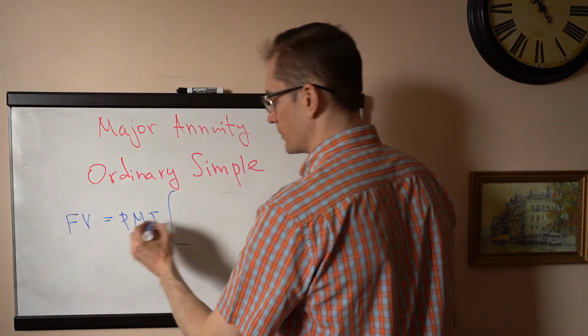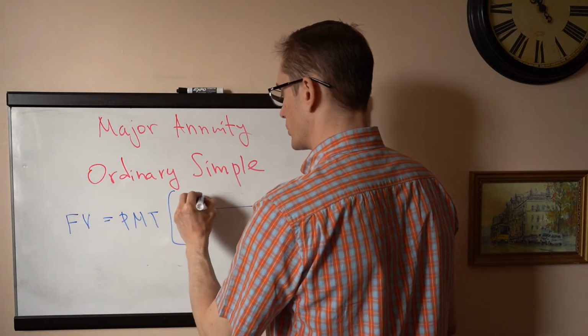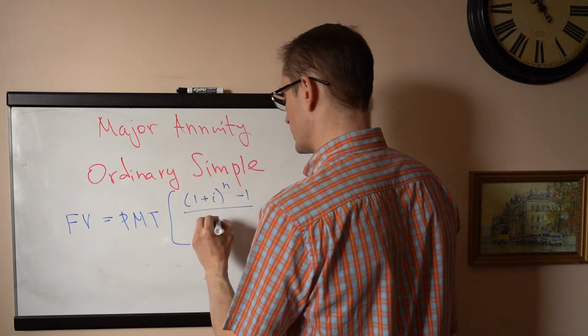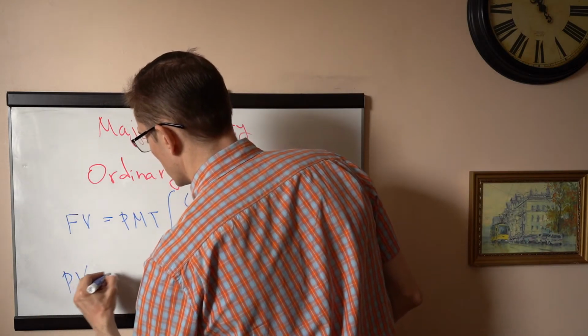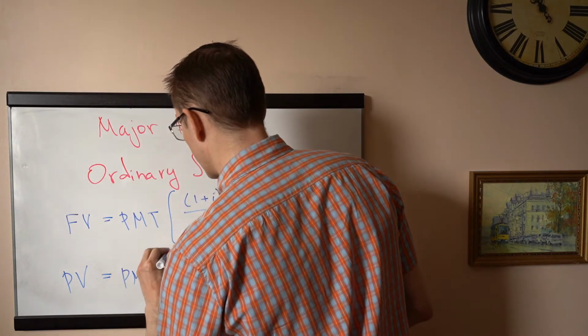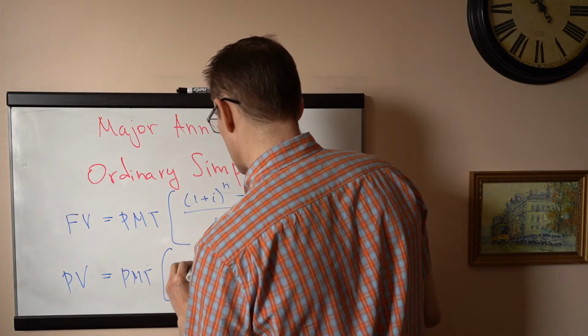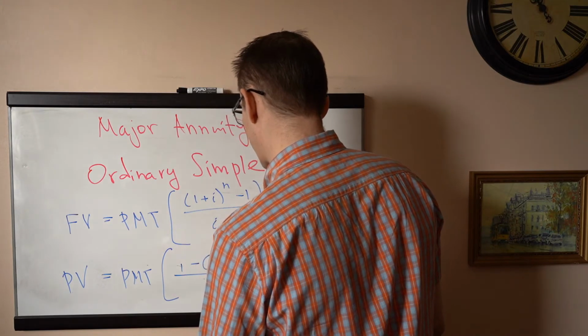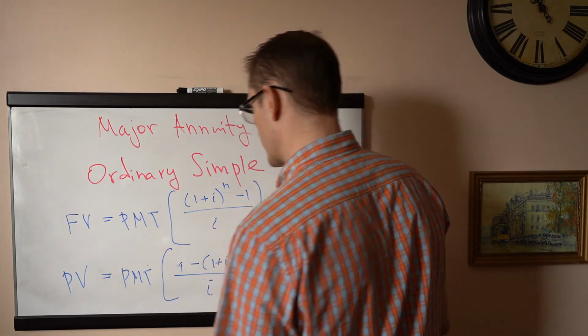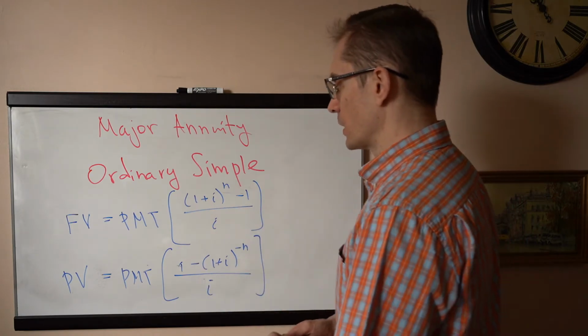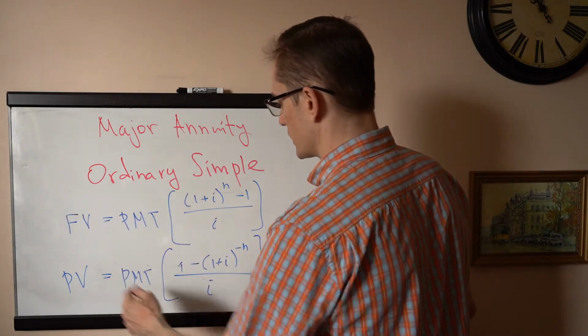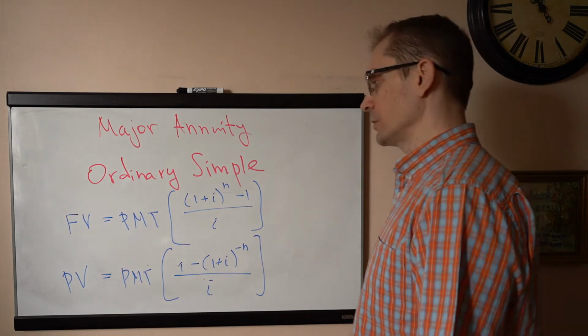So future value will be payment times (1 plus i) to the n minus 1, over i. And present value will be PMT times 1 minus (1 plus i) to the minus n, over i. Okay. So we'll have these two formulas, one for future value and another one for present value.